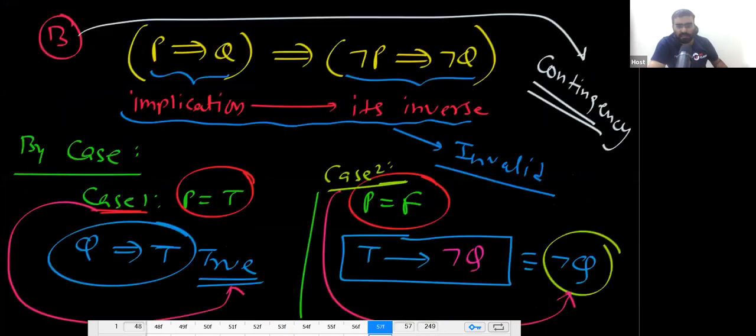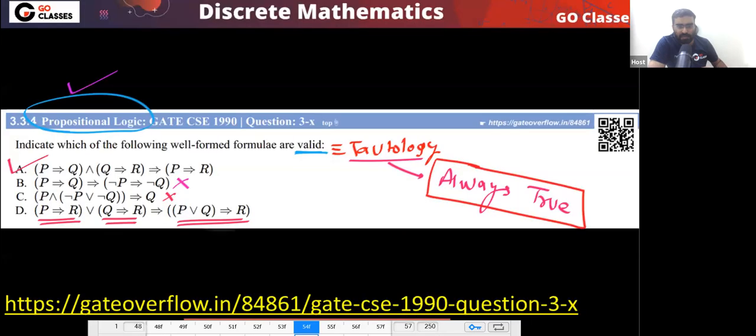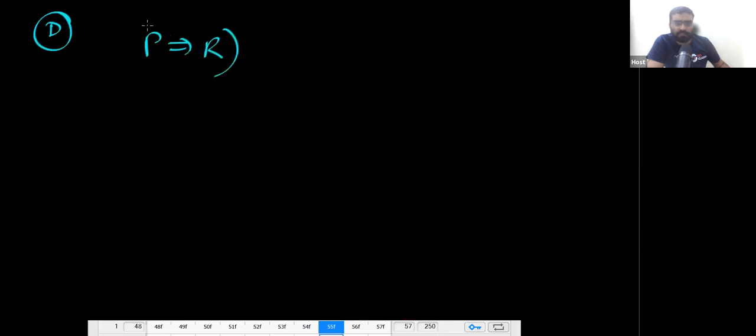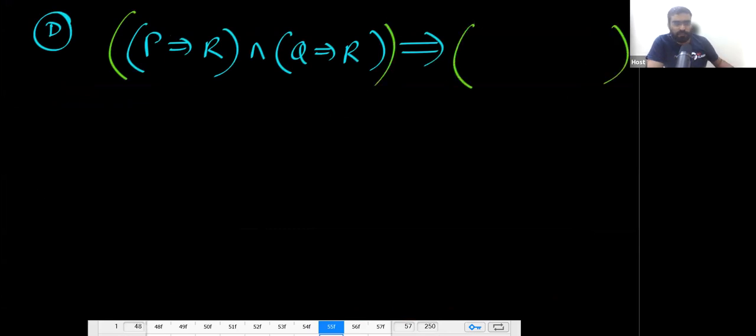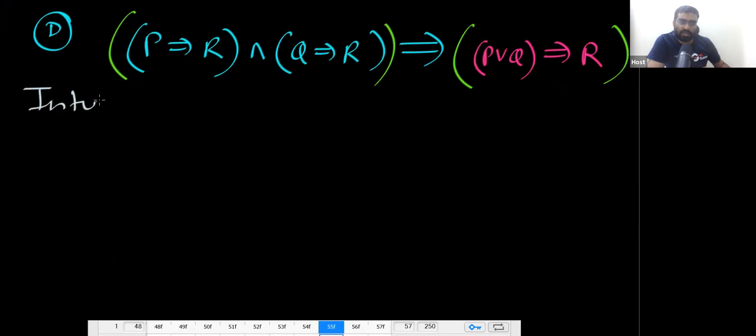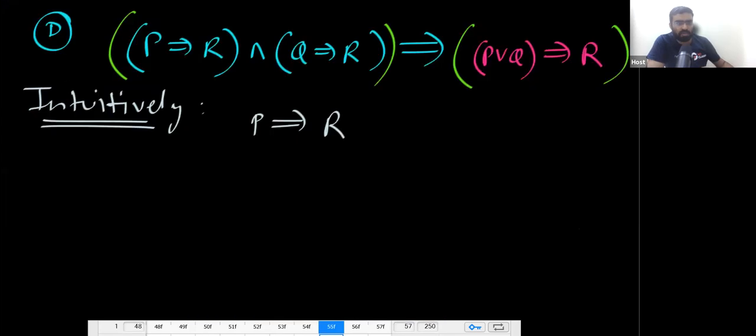What is the reason? Look at option D. This option D is saying that P implies R and Q also implies R. Then if one of them happens, like P or Q happens, then definitely R will happen. First of all, let's solve this question intuitively. Why is this invalid? Sorry, this is or here. In this question, this is or here.